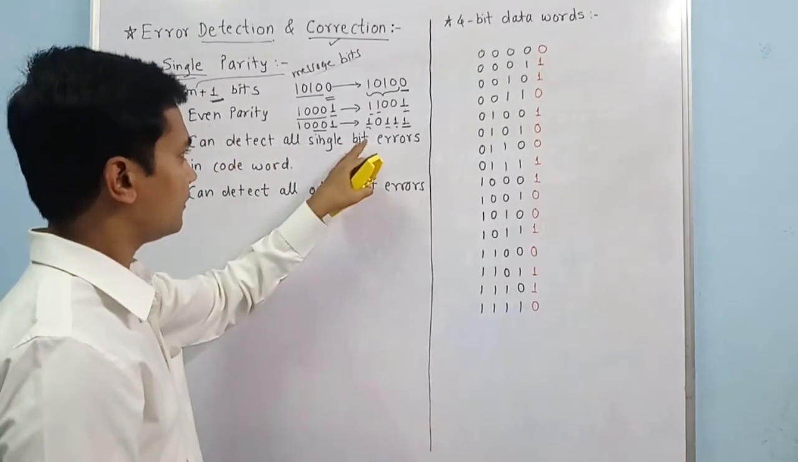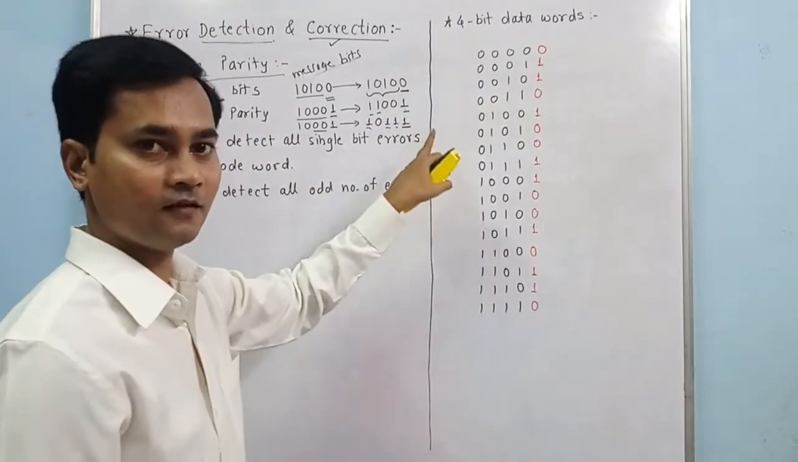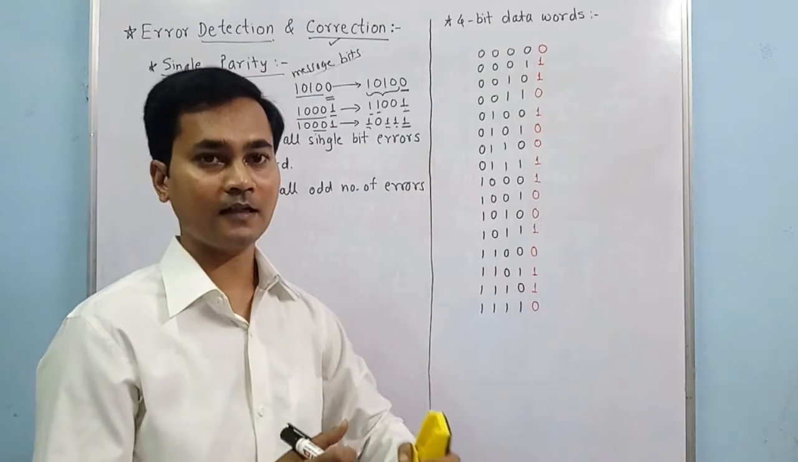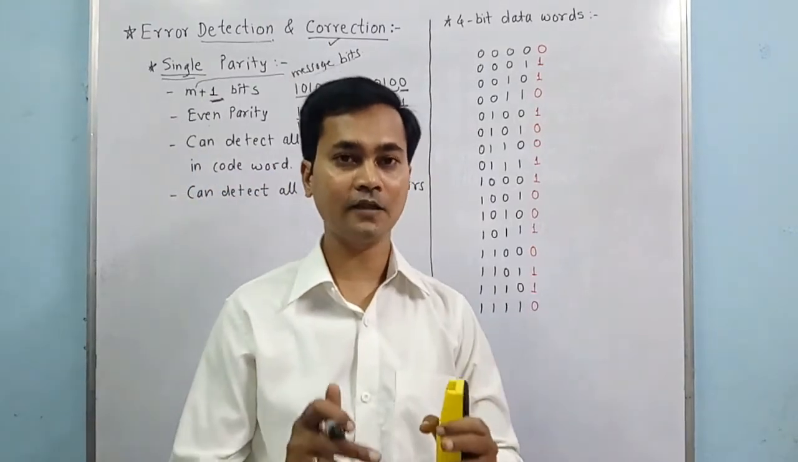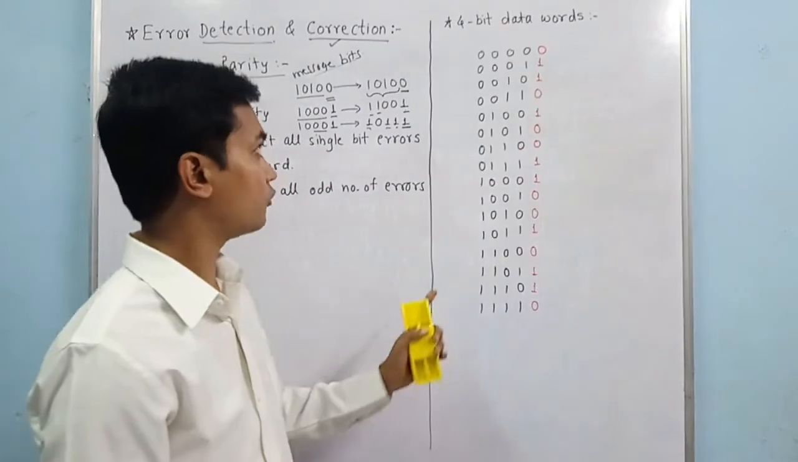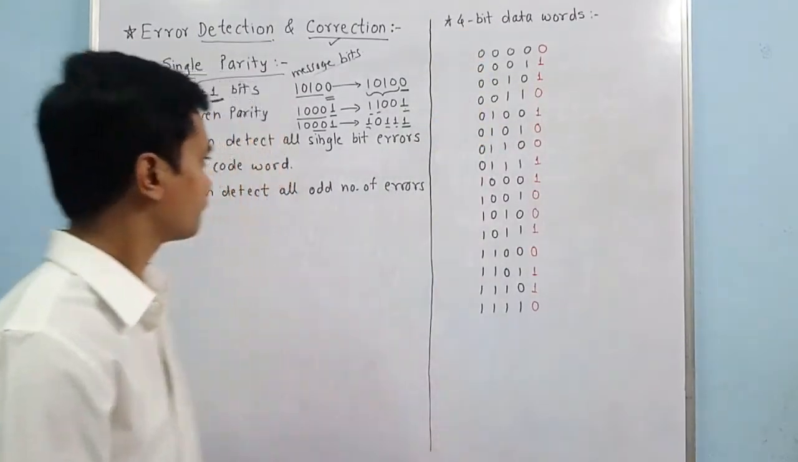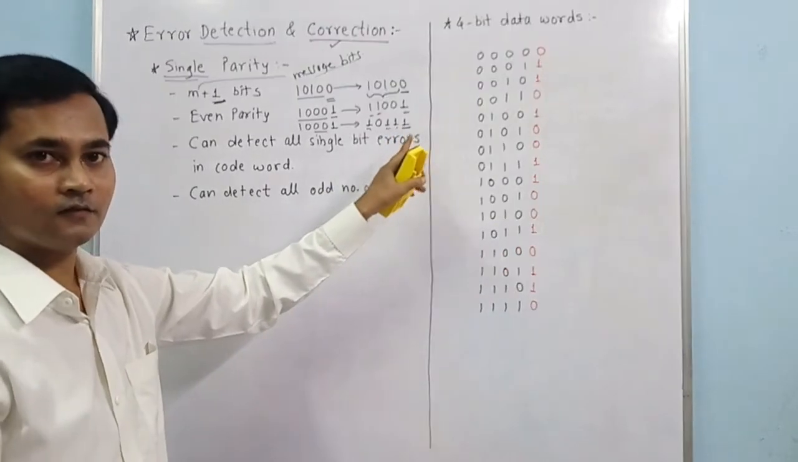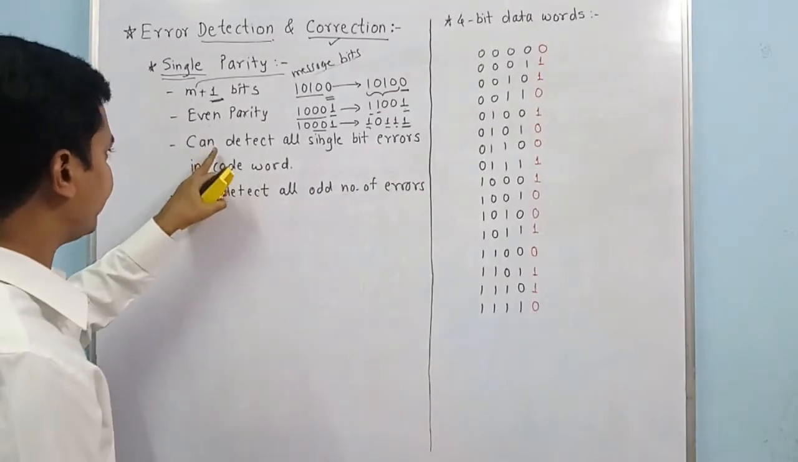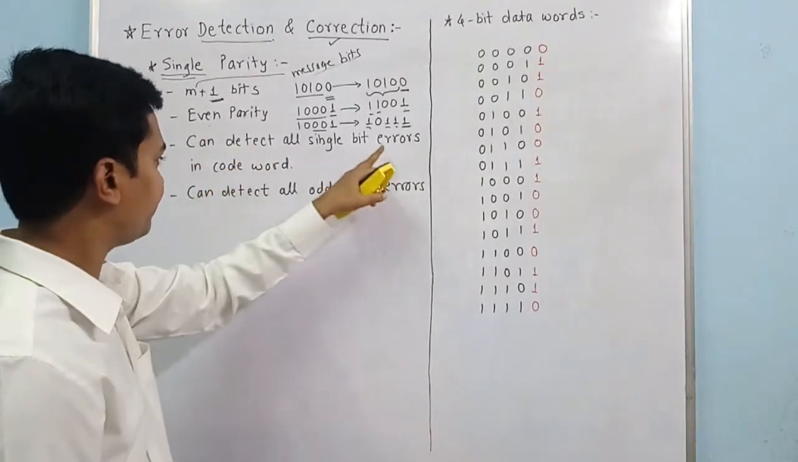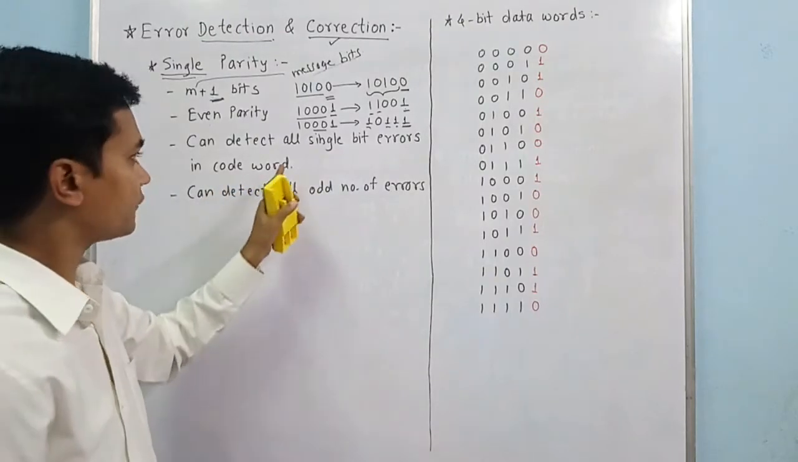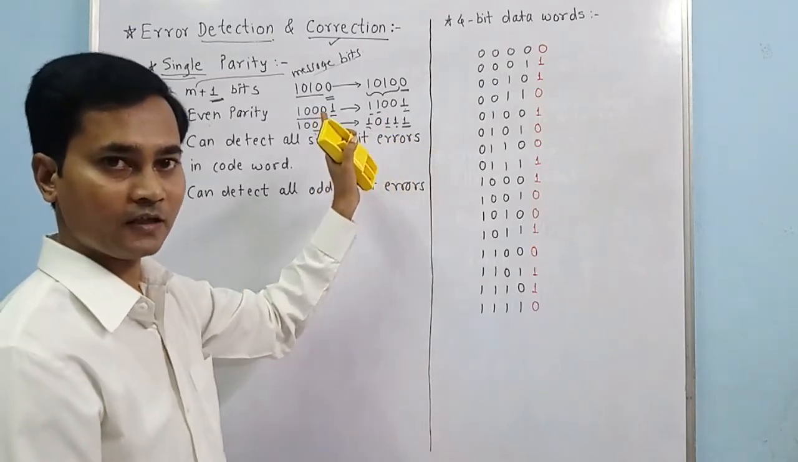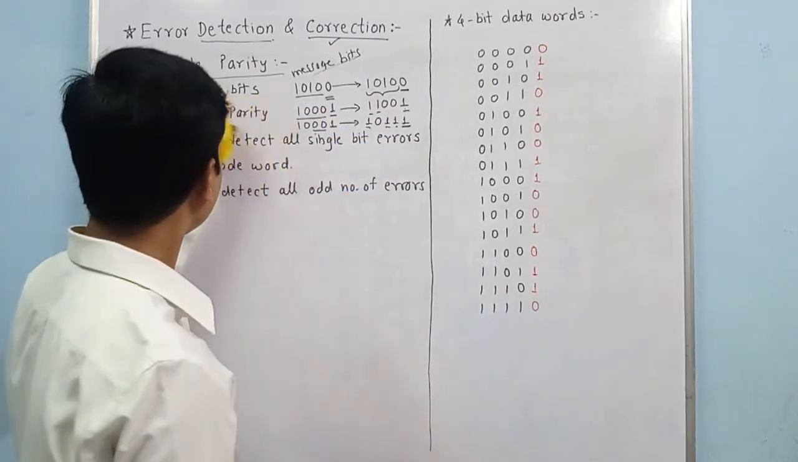So how I am saying only one bit can be detected, there are some rules. The number of error bits can be detected by using the technique called Hamming codes, for 4-bit data words. So we'll come to this part also, why I am saying only one bit can be detected. Now the next thing is, it can detect all single bit errors in code words. We have seen all single bit errors can be easily identified, as it is m+1 bits, that is single parity.